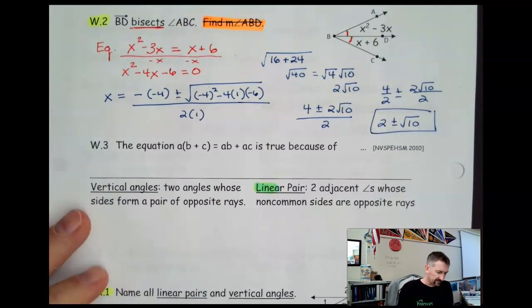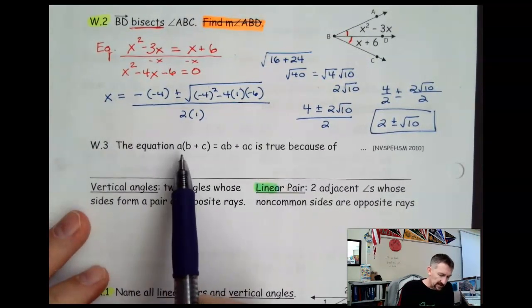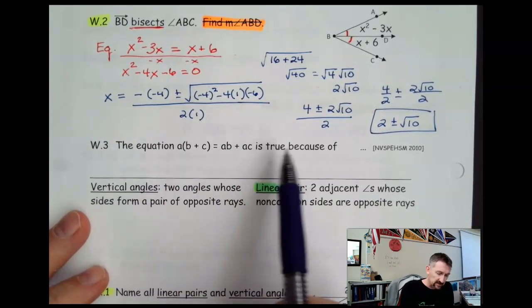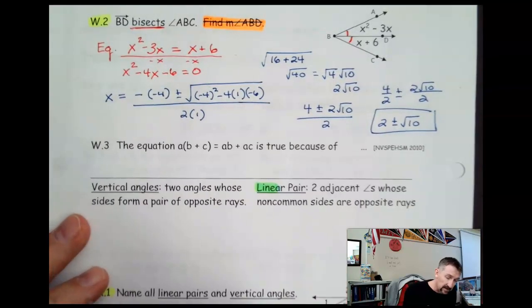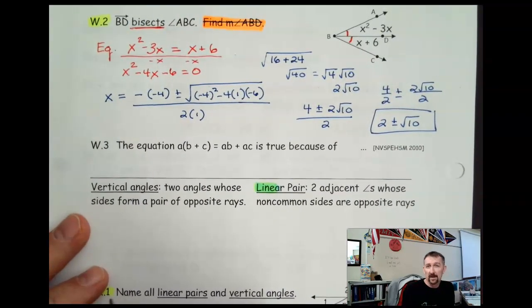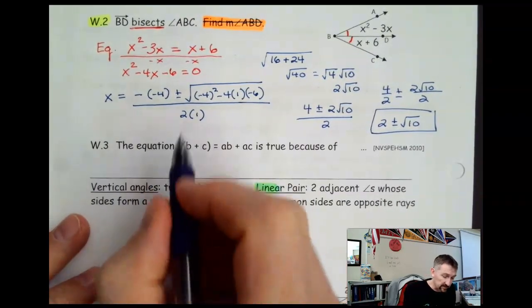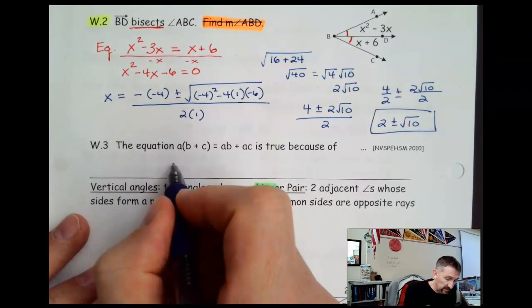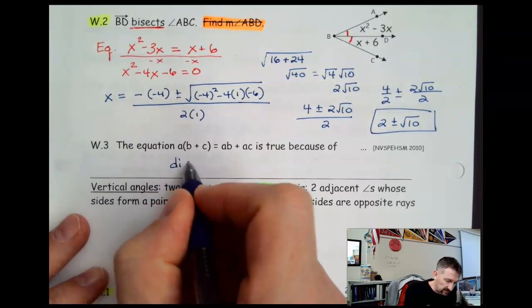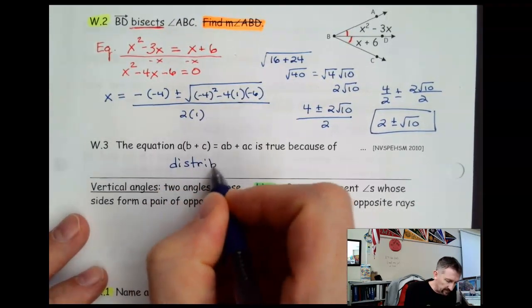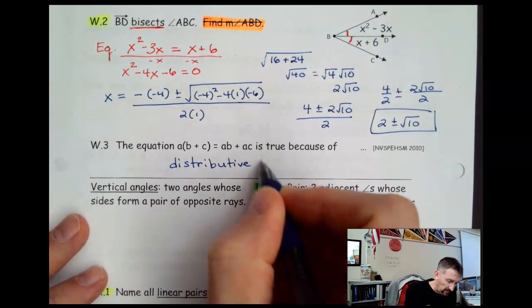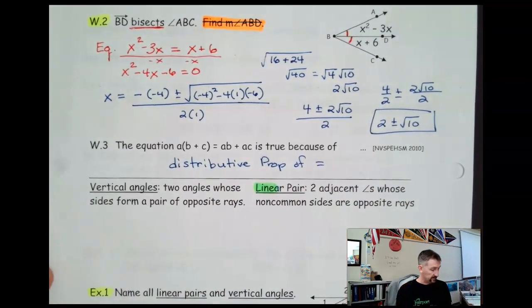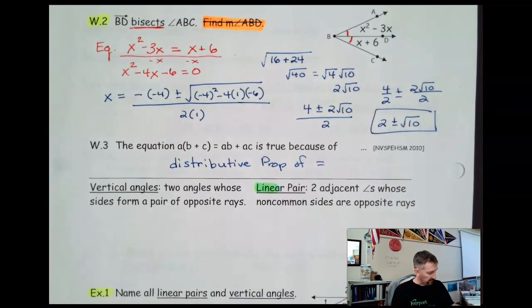All right. The equation A times the quantity B plus C equals A times B plus A times C is true because of, and that's a property, we may have mentioned that in our notes already, but again, always pause and try to answer stuff yourself before you listen to our answer. So that's the distributive property of equality.